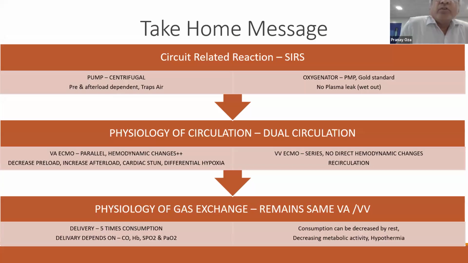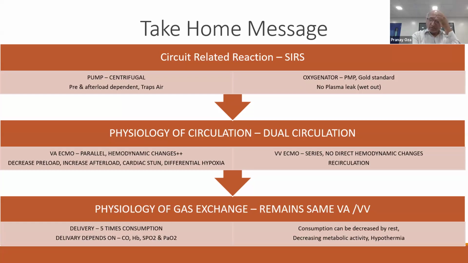Then I talked about the physiology of ECMO. How the physiology of ECMO takes place, the circuit-related reactions, that is most important. You should know how your circuit is. So the pump is a centrifugal pump that is preload and afterload dependent, and it traps the air. That is very important. The oxygenator is a PMP oxygenator, which is the gold standard, and there's no plasma leak and no wet-out. And all circuits can give rise to surge reaction.